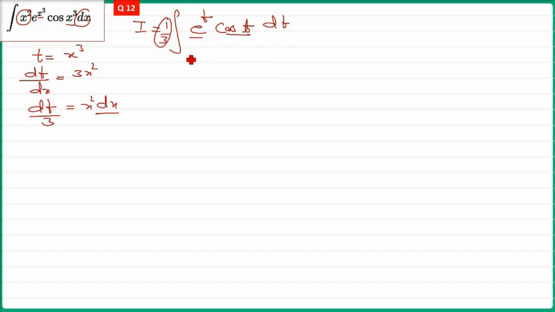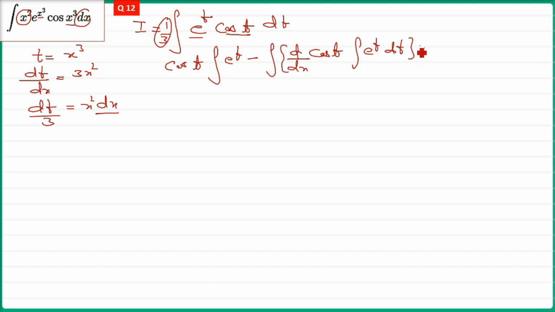So this is 1 by 3. We'll talk about this 1 by 3 later. But e raised t cos t, the first function is cos t, and the second function is e raised t. So I'm applying this u dot v integration, and you know already how to do that. So we have this expansion of the formula: cos t, then e raised t, minus d by dt of cos t, which is negative sin t, so I have brought the negative outside, and then e raised t dt. Now we are doing it separately because this is going to come again. You already know that. So we call it I1.